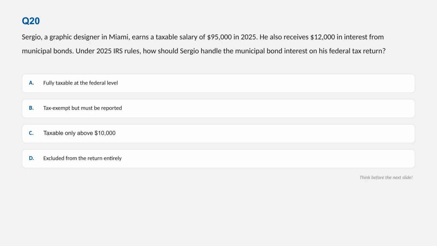A. Fully taxable at the federal level. B. Tax exempt but must be reported. C. Taxable only above $10,000. D. Excluded from the return entirely.